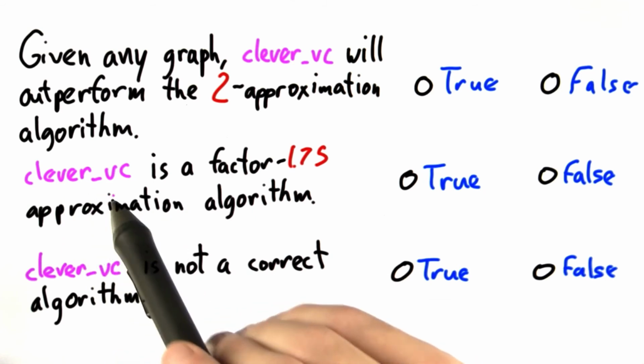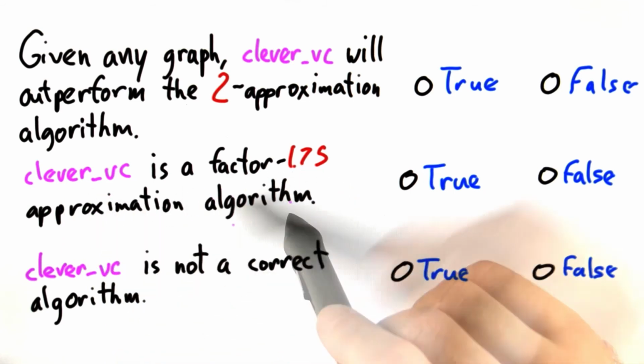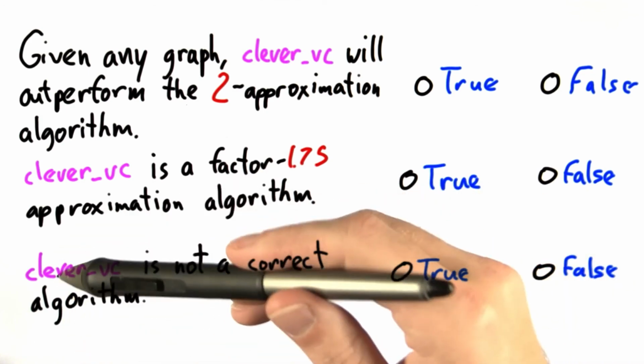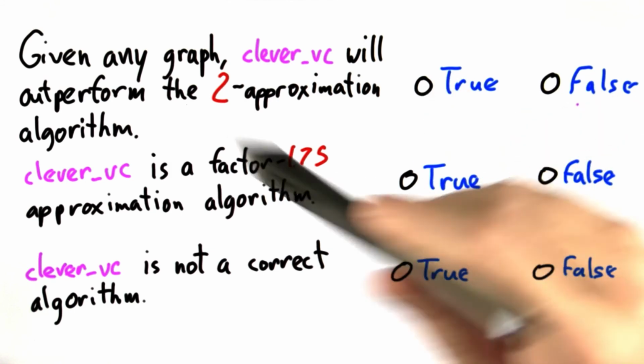Now, can we also say that Clever VC is a factor 1.75 approximation algorithm? Or finally, could we actually say that Clever VC is not a correct algorithm? And check true or false for all 3 of these.